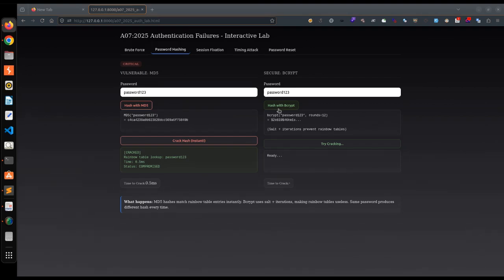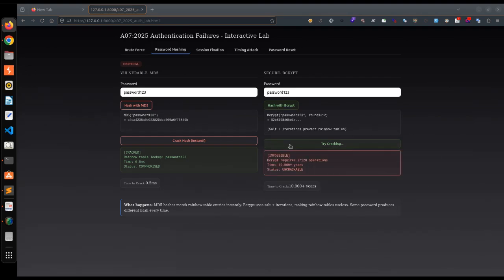Now look at the bcrypt secure site. Same password, but try to crack it, and you see 10,000 here. 10,000 here. That's the actual math. Bcrypt is intentionally slow, and the salt ensures rainbow tables are useless. Different salt every time. Even if I have the database, I cannot crack this password.